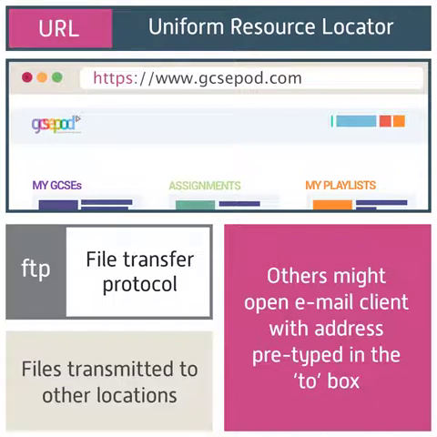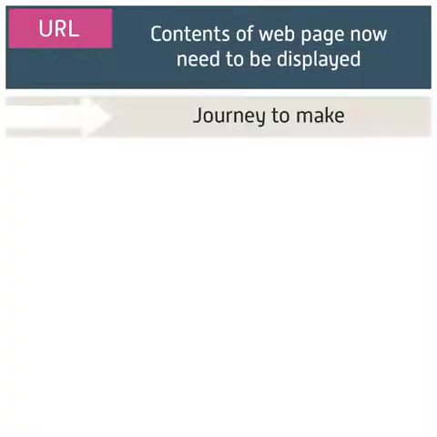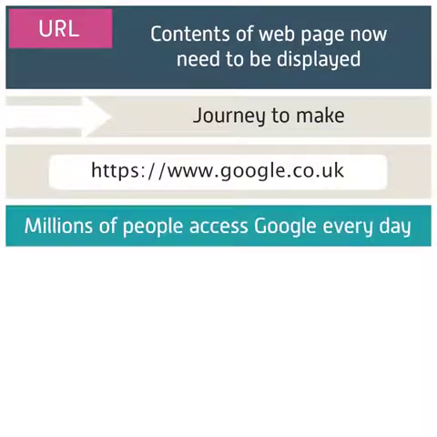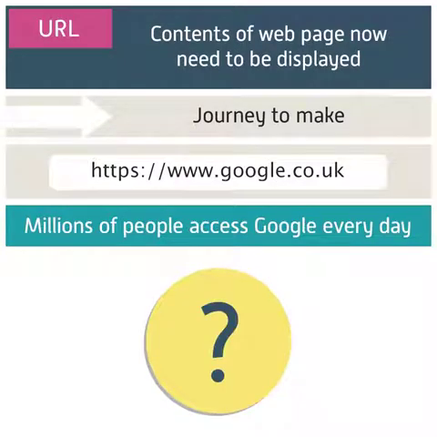Let's assume you've typed in the URL of a web page. The contents of that web page now need to be displayed to you, but they have a journey to make yet, perhaps covering thousands of miles. Why don't we assume you typed in the URL for Google's homepage? Millions of people access the Google homepage from around the world every day. How does the web page make it to the right computers?